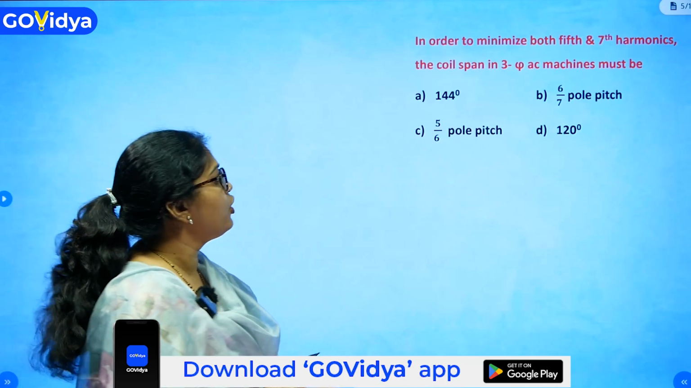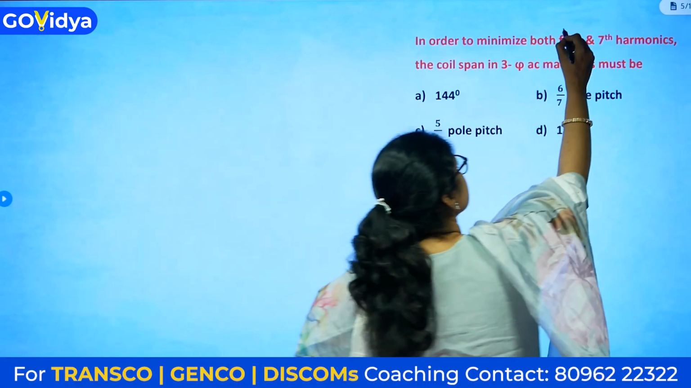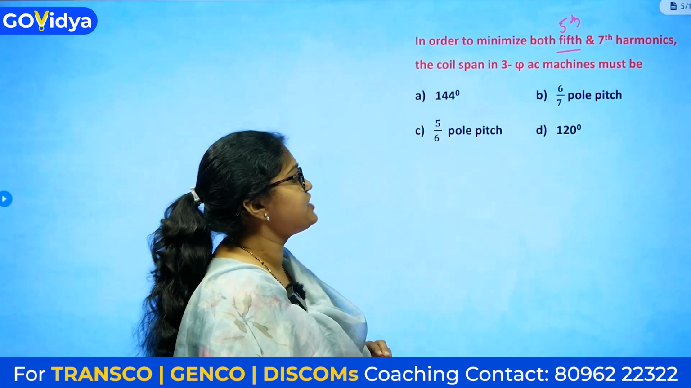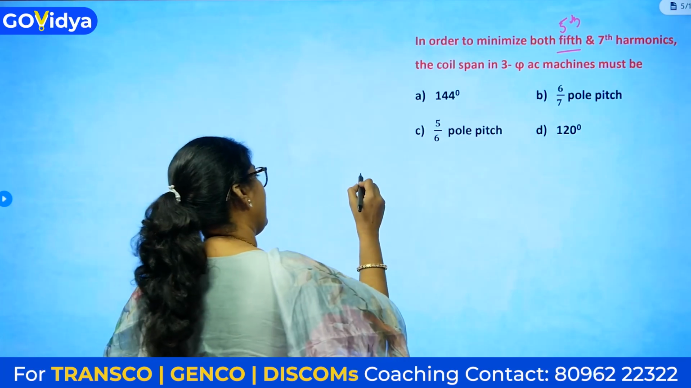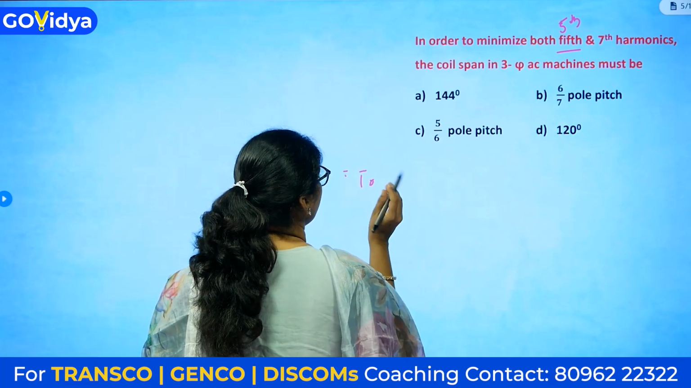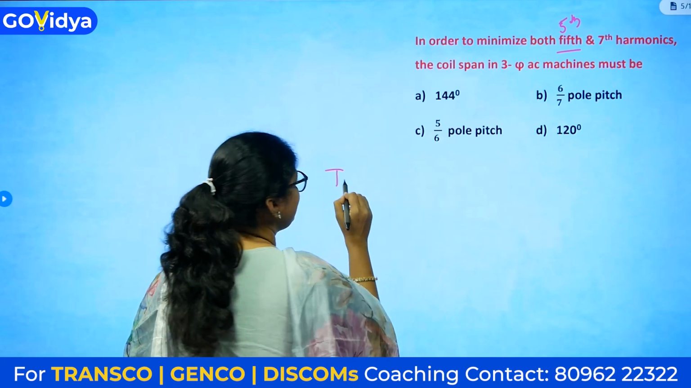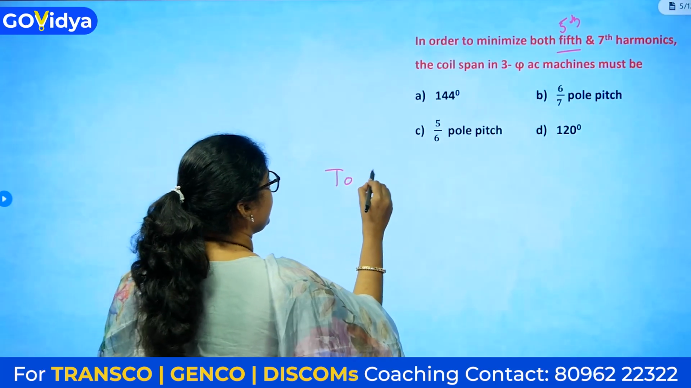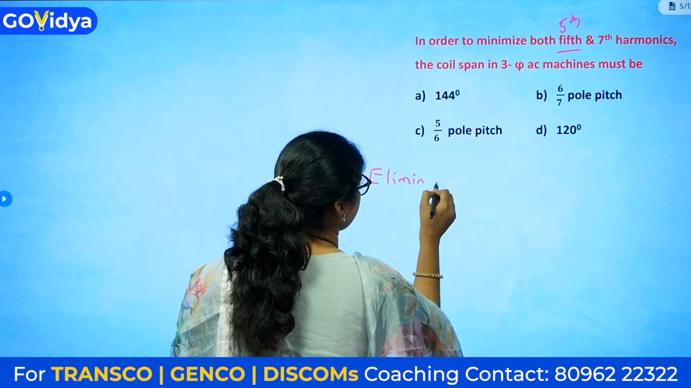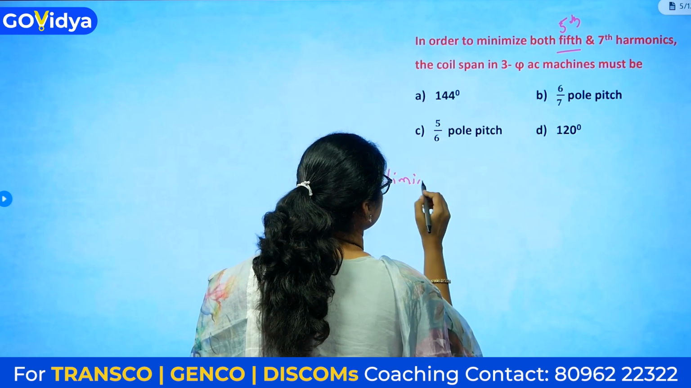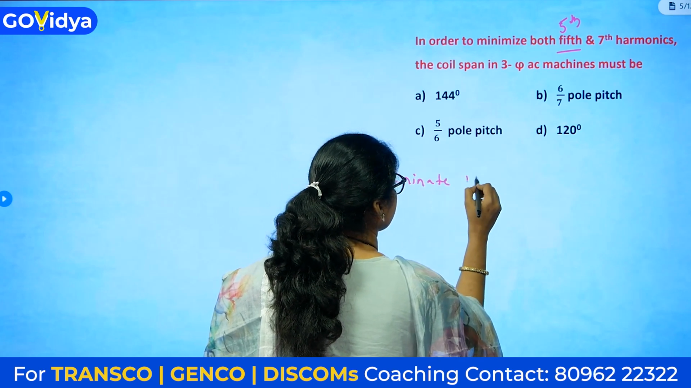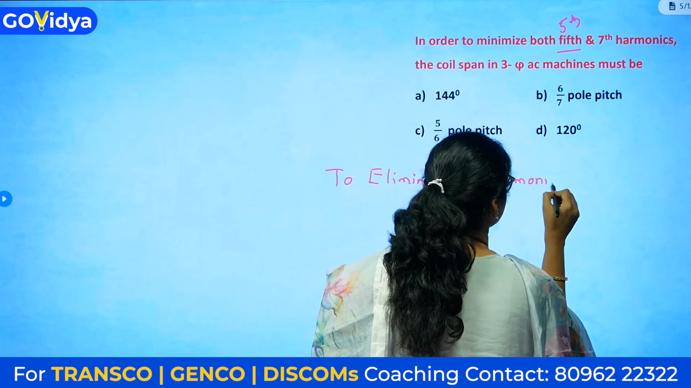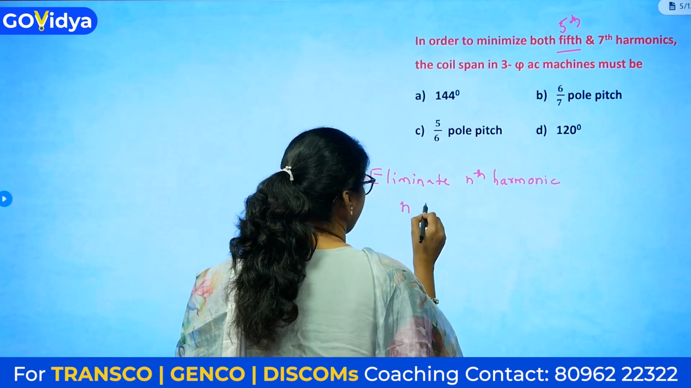In order to minimize both fifth and seventh harmonics, the coil span in a 3-phase AC machine must be. So to eliminate the fifth harmonic, to eliminate any nth harmonic, we have a formula n minus 1 by n.